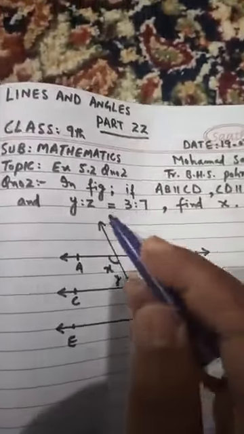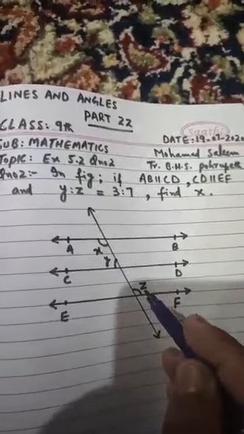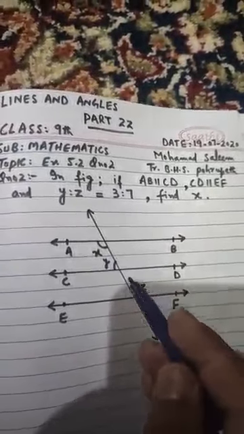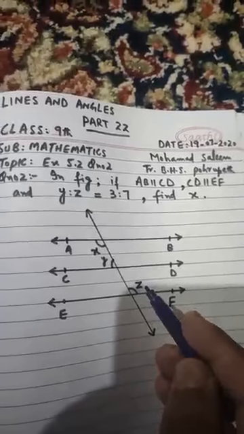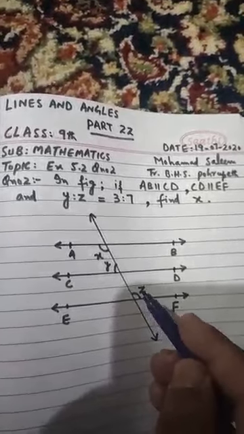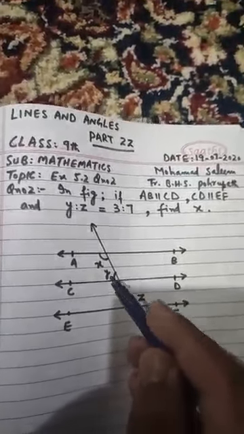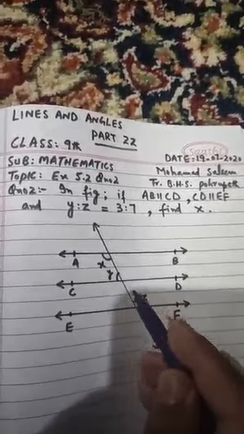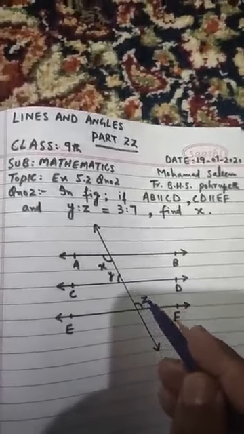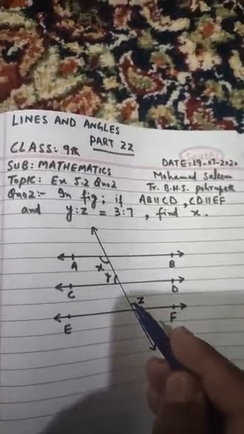And also we have Y ratio Z is equal to 3:7. That means Y has 3 parts and Z has 7 parts. Means Z is a bigger angle than Y. Y is a smaller angle than Z, but we don't know the exact measure of these angles. The ratio between Y and Z is 3:7, but we don't know the measure of these two angles.